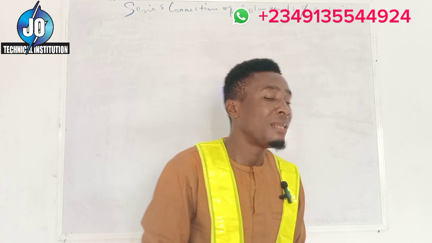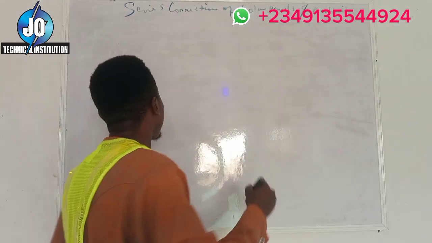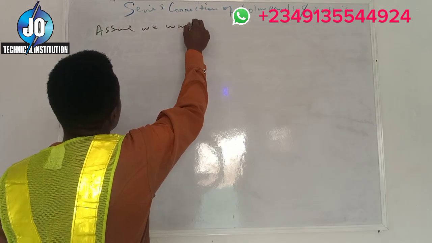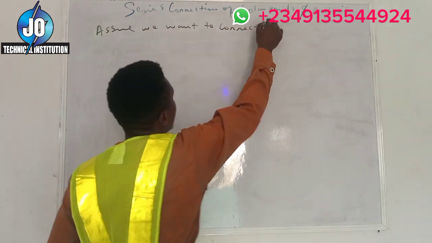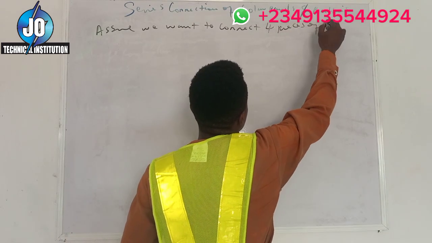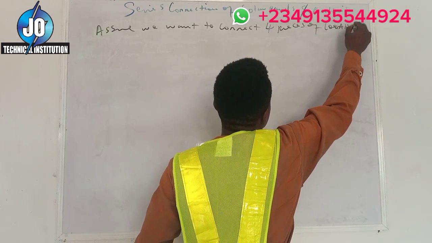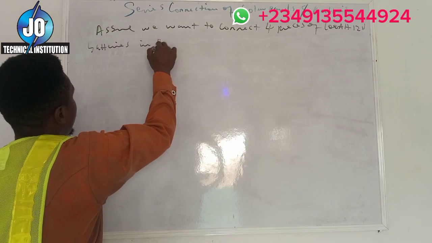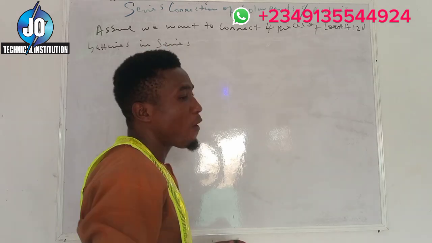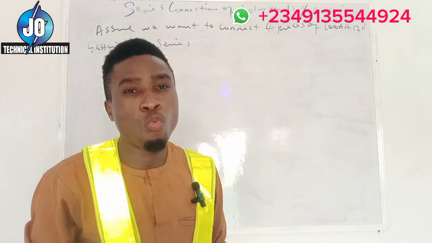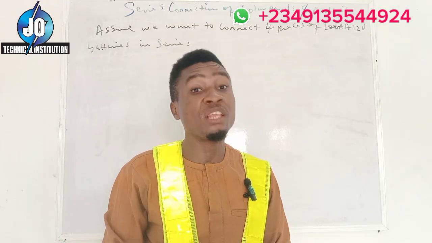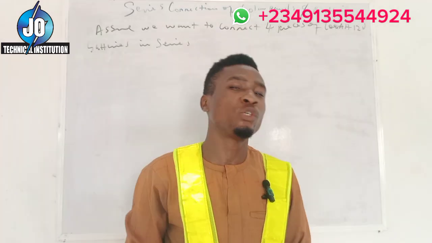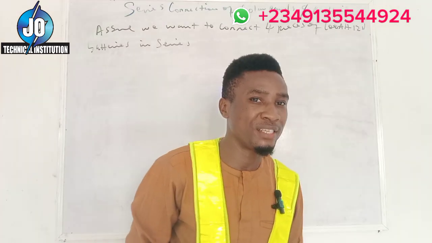All right, so let's look at series connection. Let's assume that we want to connect, let's say, 4 pieces of 100 Ah 12-volt batteries in series, meaning that we need more voltage. That's why we want to connect them in series. To connect in series, we have a rule which we use. We also have a formula which we use in series connection.